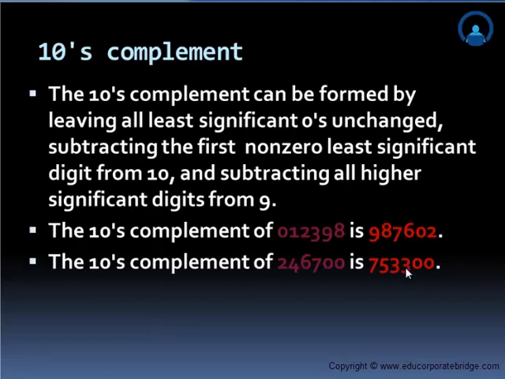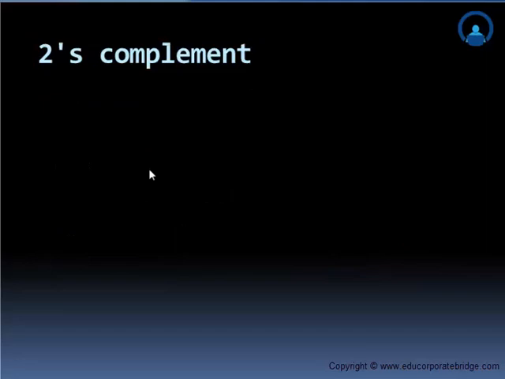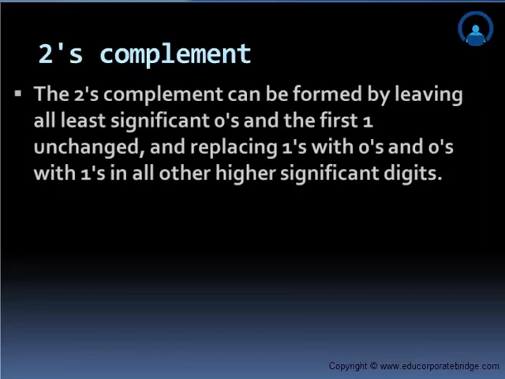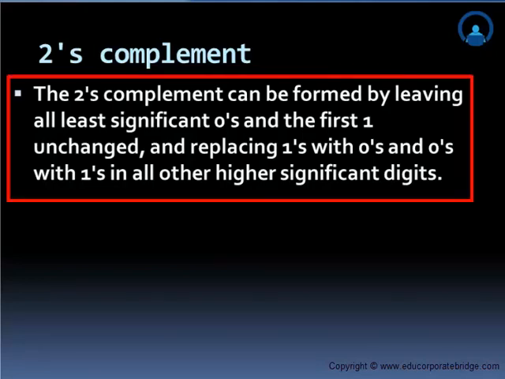Now the next one is 2's complement. 2's complement is used for binary subtraction. We'll just read out the steps and then I'll explain in detail what the 2's complement procedure is and how we can find it. The 2's complement can be formed by leaving all least significant zeros and the first one unchanged, and replacing ones with zeros and zeros with ones in all other more significant digits.